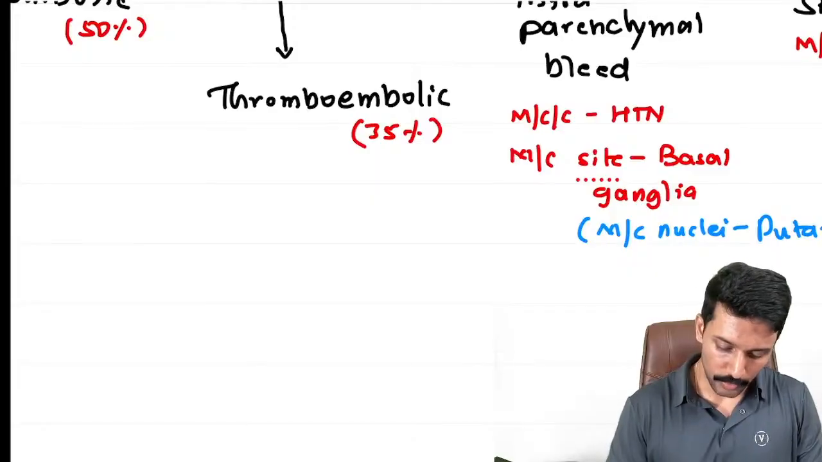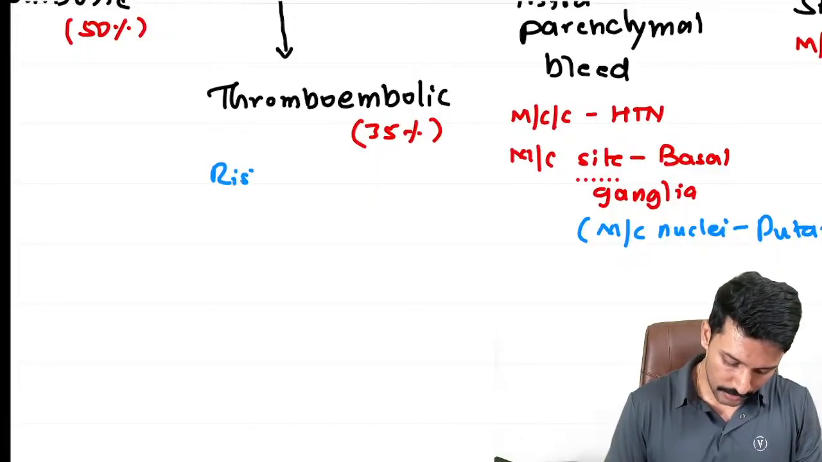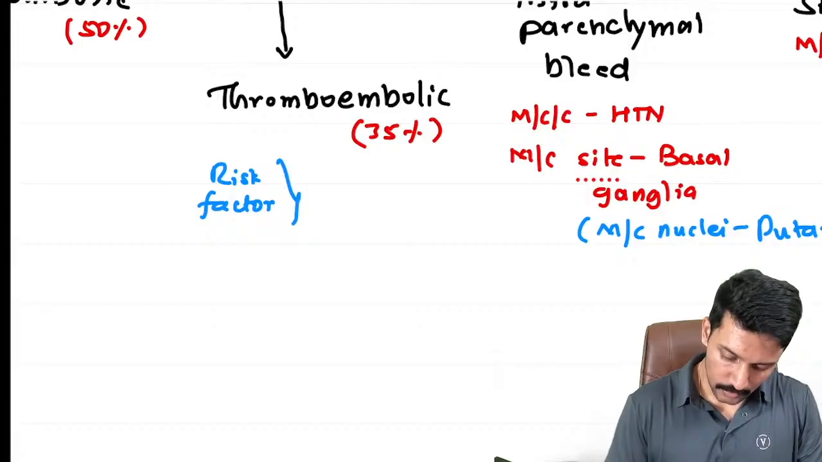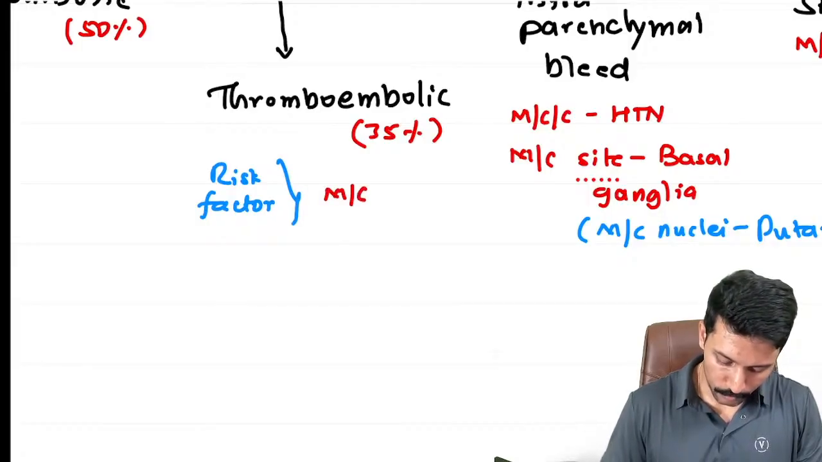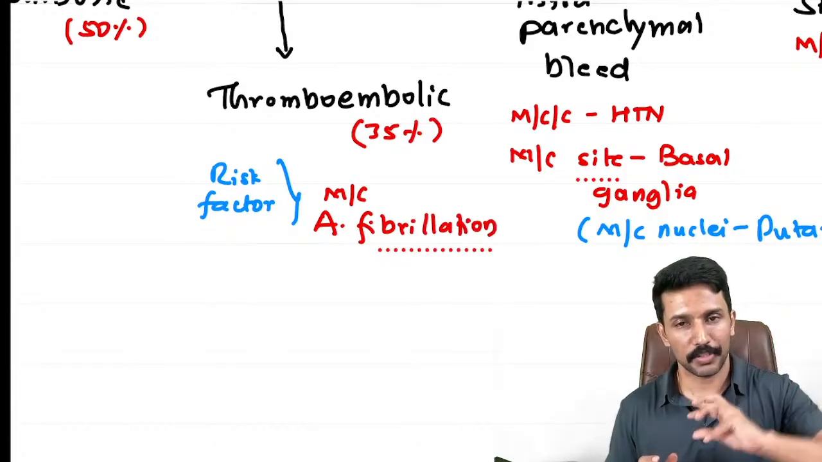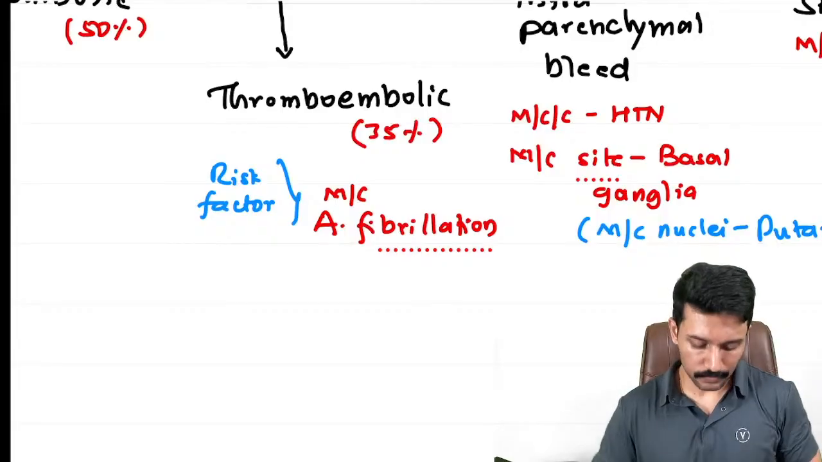And when it comes to thromboembolic, what are the risk factors for thromboembolic stroke? The most common risk factor for thromboembolic stroke is atrial fibrillation, because atrial fibrillation causes stasis, and stasis increases the risk of clot formation and thus embolism.